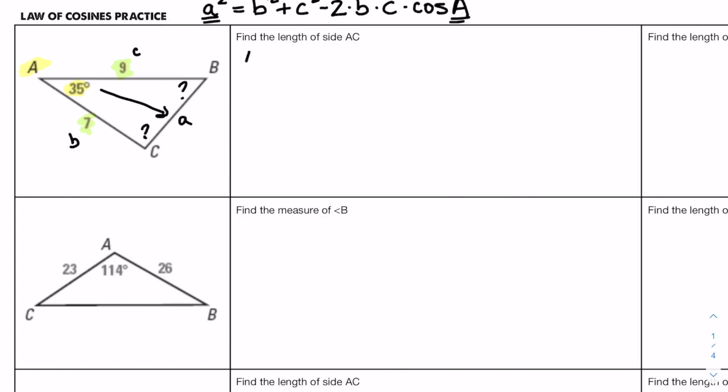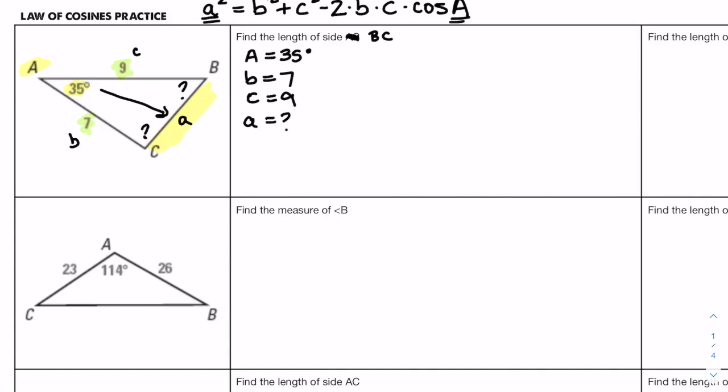I know angle A is 35 degrees. I know lowercase b is 7. I know lowercase c is 9. And I want to know, sorry, I just noticed a little error in the question. It says AC, but we obviously know that, so I believe this should have been BC. So we want to know how long is this side, right? What we call a.